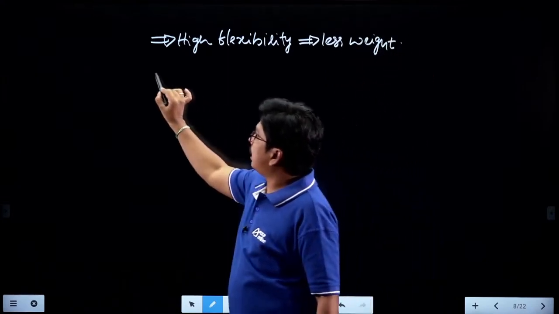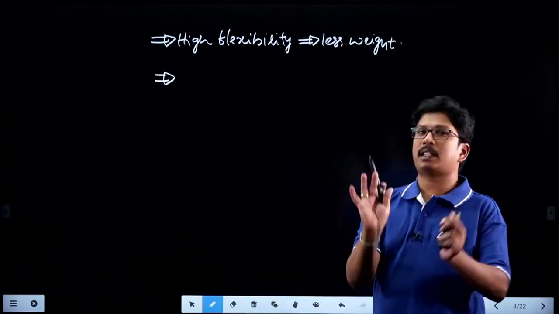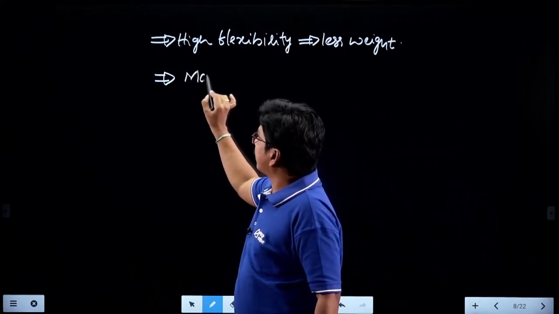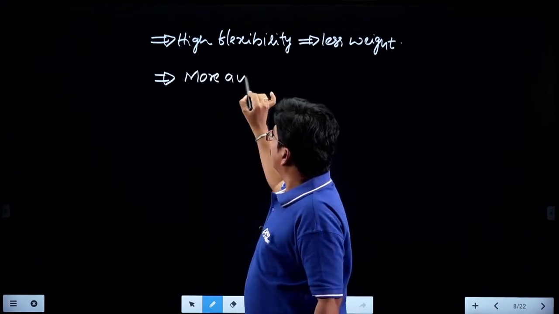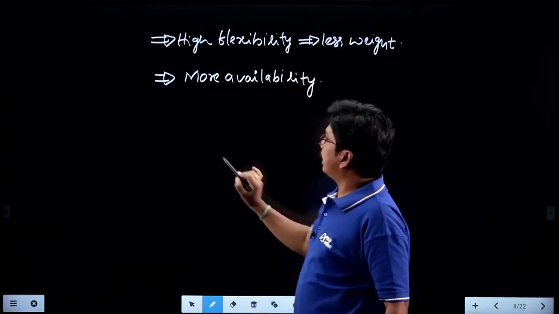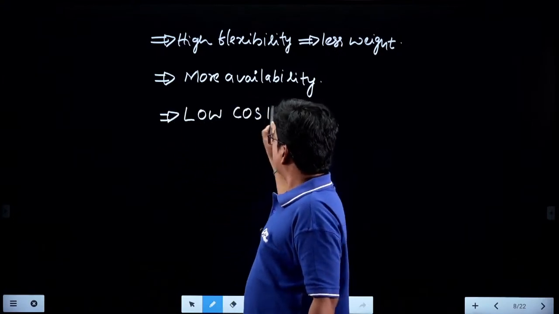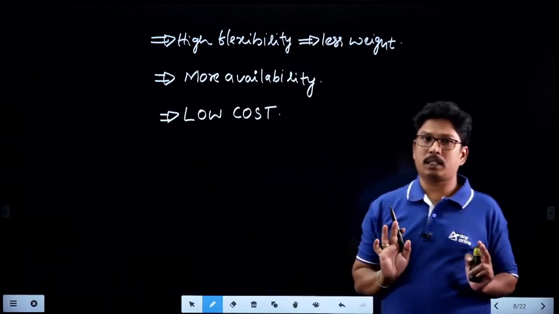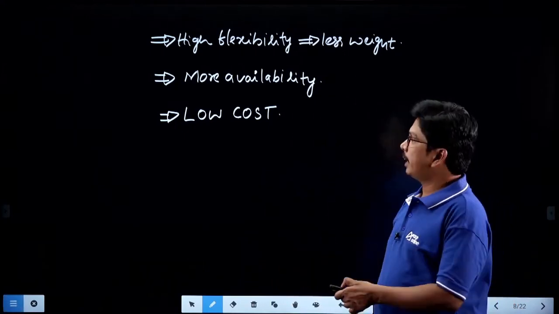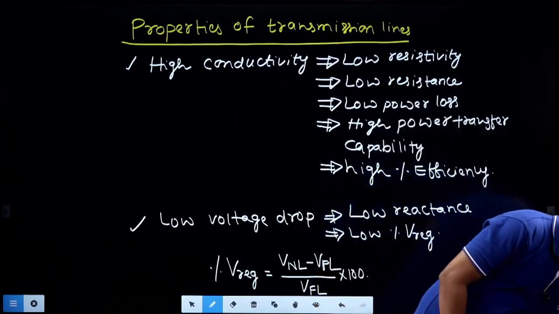Right. Next one, it should be available in the universe. By giving all the properties, we might be saying that those types of materials are not at all available in the universe, right? So it should be available, more availability. And finally, it should have low cost. It has to give all the above properties under low cost. So these are the properties that are preferable, students, for a conducting material. So I think it is very clear for you.